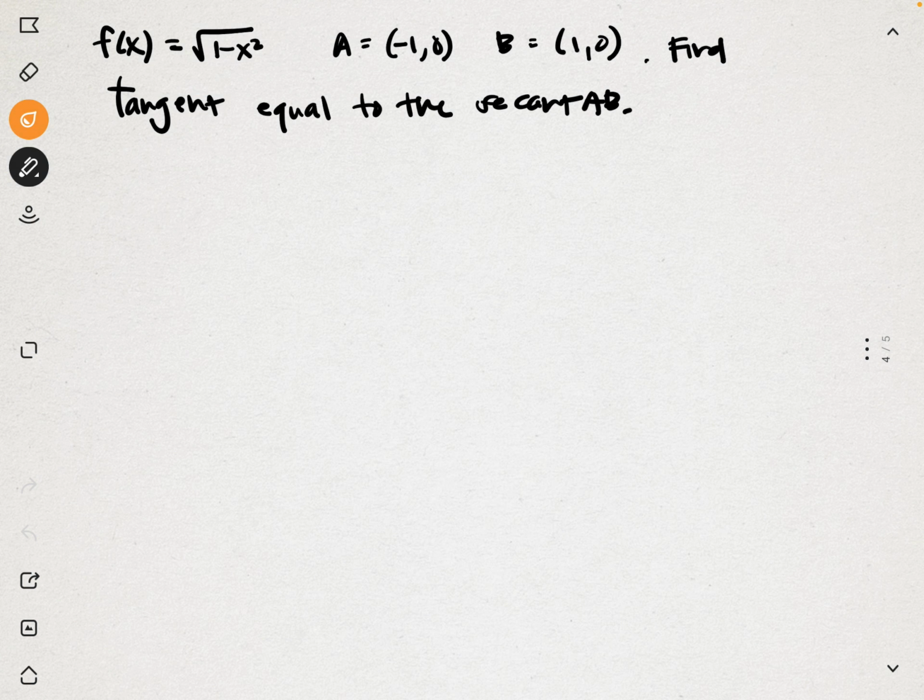Okay, next. This time they're giving us function f of x equals square root 1 minus x squared. So what this looks like if we graphed it is like a semicircle. And they're saying that a is at -1, 0, and b is at 1, 0. Okay, so it says find the tangent equal to the secant AB.